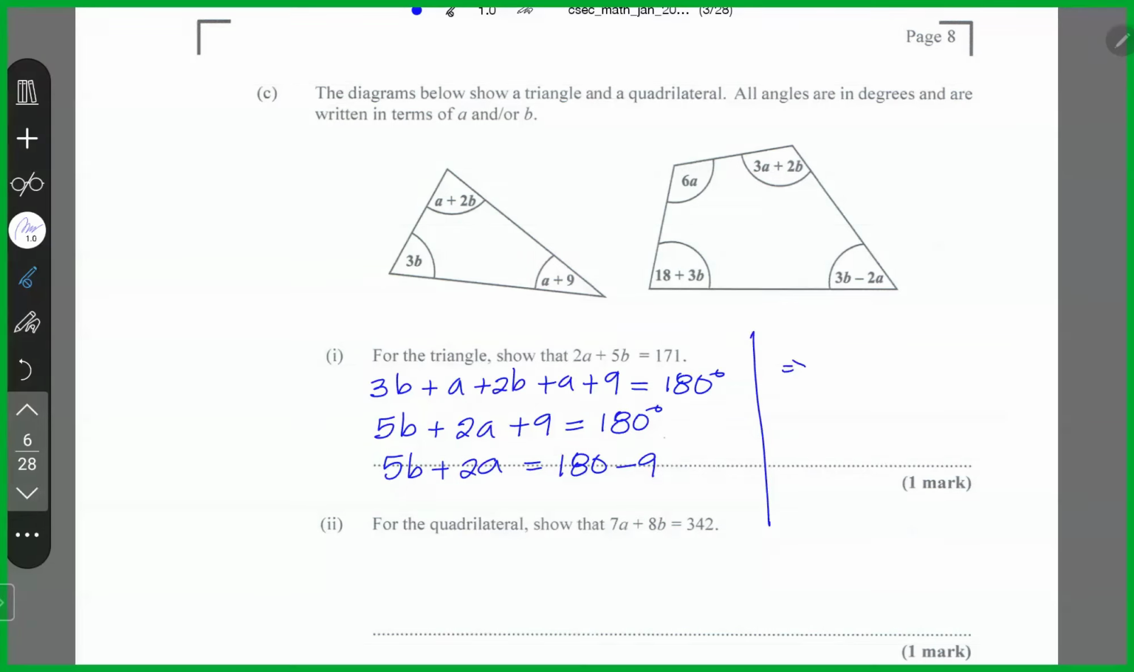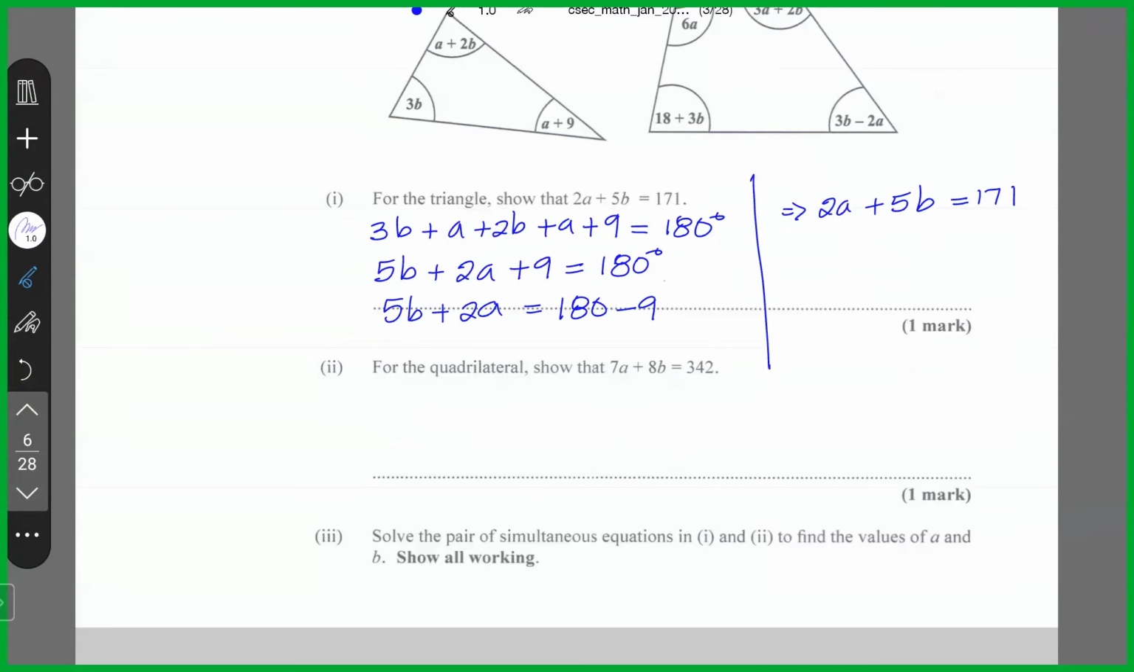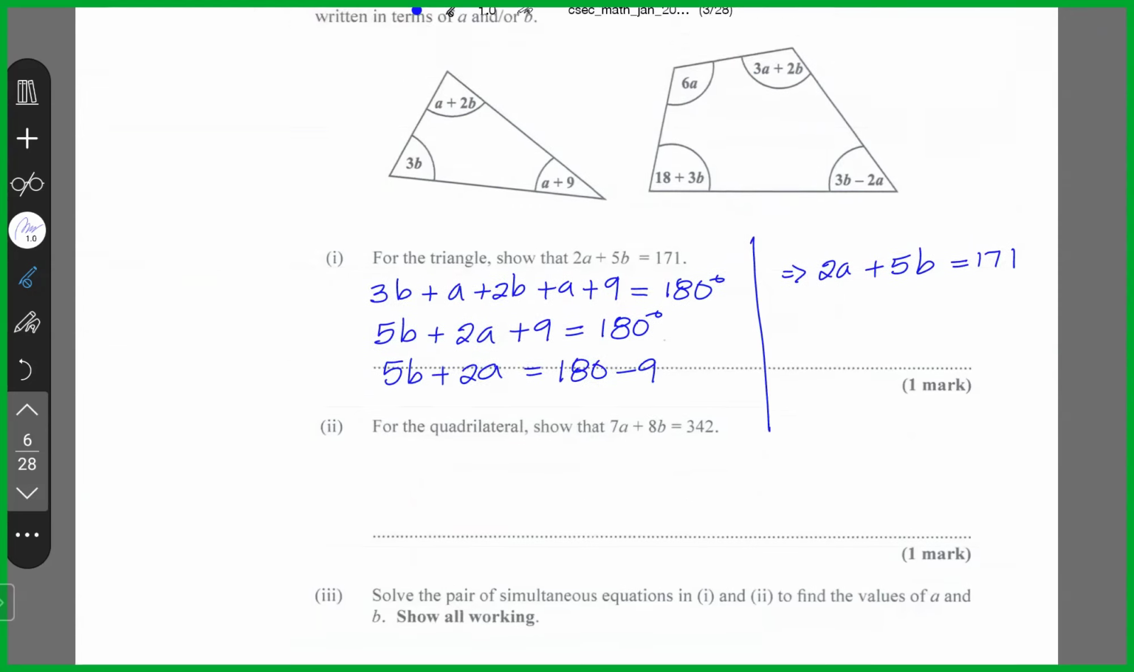Therefore, 2A plus 5B is equal to 171. We're asked to show that 2A plus 5B is equal to 171. For the quadrilateral, show that 7A plus 8B is equal to 342.